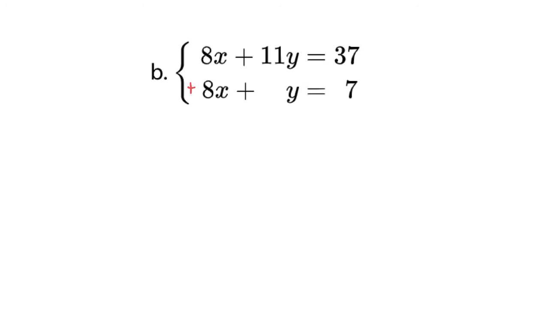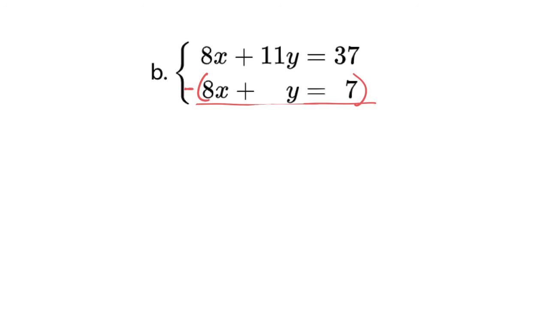For B, if I add these equations, I would end up with 16x plus 12y equals 44. So it did not eliminate a variable for me, but we do have other options. Instead of adding equations together, we could subtract. So I could subtract this whole equation from the first one. And you just have to be really careful with the negatives when you do this.